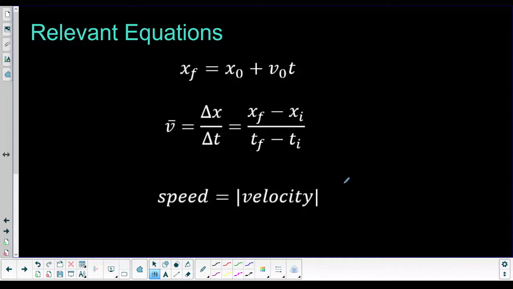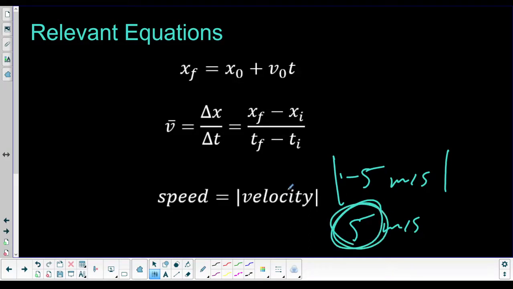And then the last one we need to talk about is speed equals the absolute value of velocity. Basically, if you're going 5 meters per second backwards, so negative 5 meters per second, your speed is 5 meters per second. We don't care about the direction. We just care about the number. So if you take the absolute value of velocity, you'll get the speed.